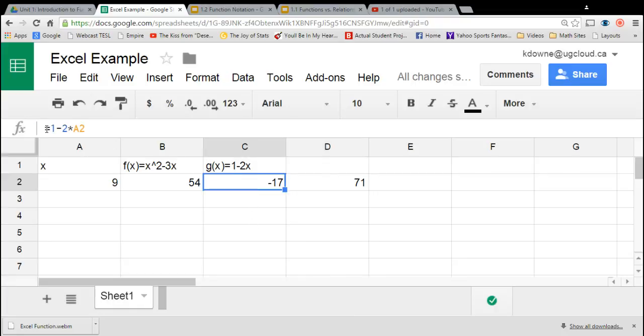That's how we type functions. We press the equal sign first. We use the hat for exponents, the star for times. We click on the inputs as the cell that we plug it in. And it's a really good thing to try out. Just start using Excel just to practice.